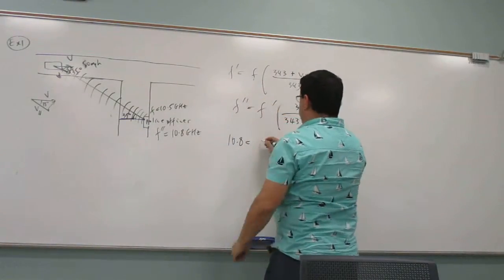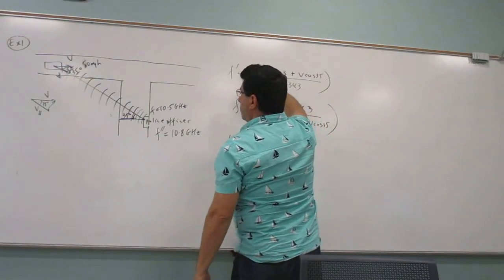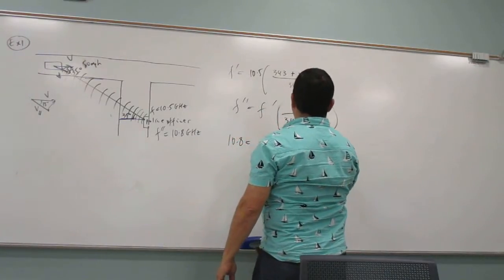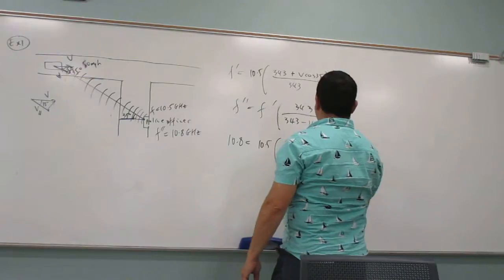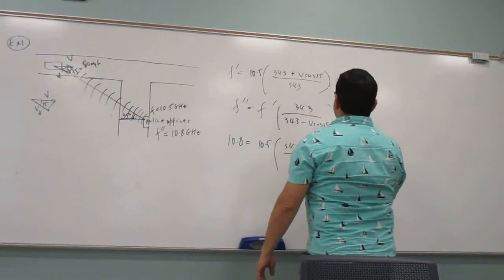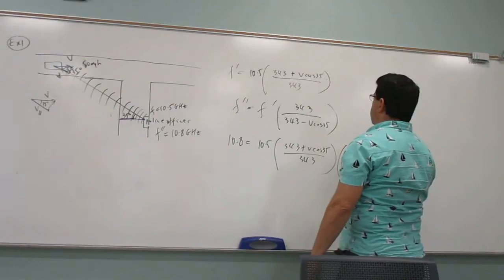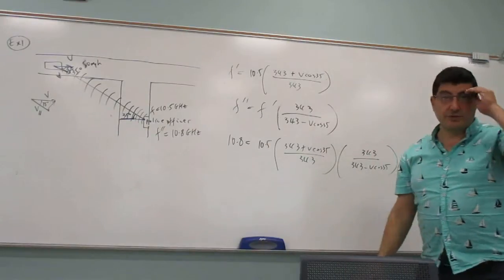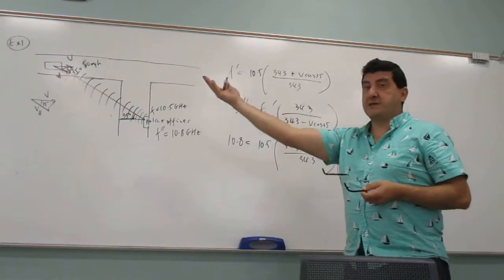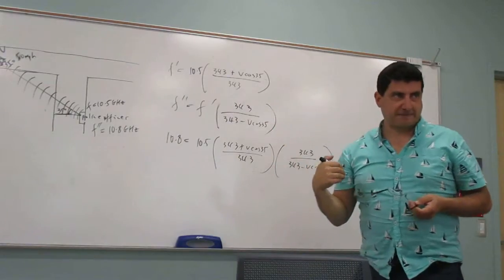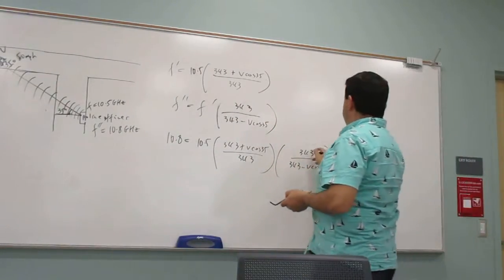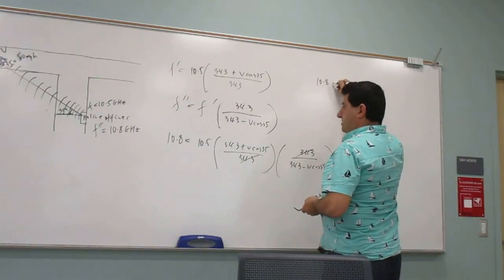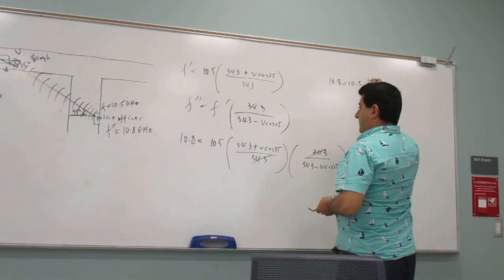So then that one you substitute here, and then F would be what? 10.5, right? So 10.5 times (343 plus V cos 35) over 343, times 343 over (343 minus V cos 35). So this is what I meant by a double Doppler effect. Going, bouncing, coming back. You see? And then that one cancels. Then you have here 10.8 is equal to 10.5.